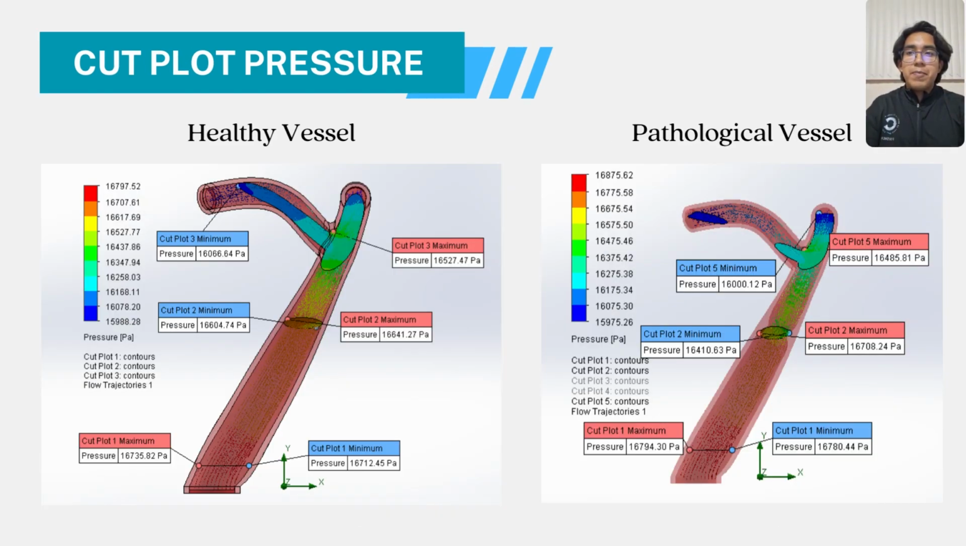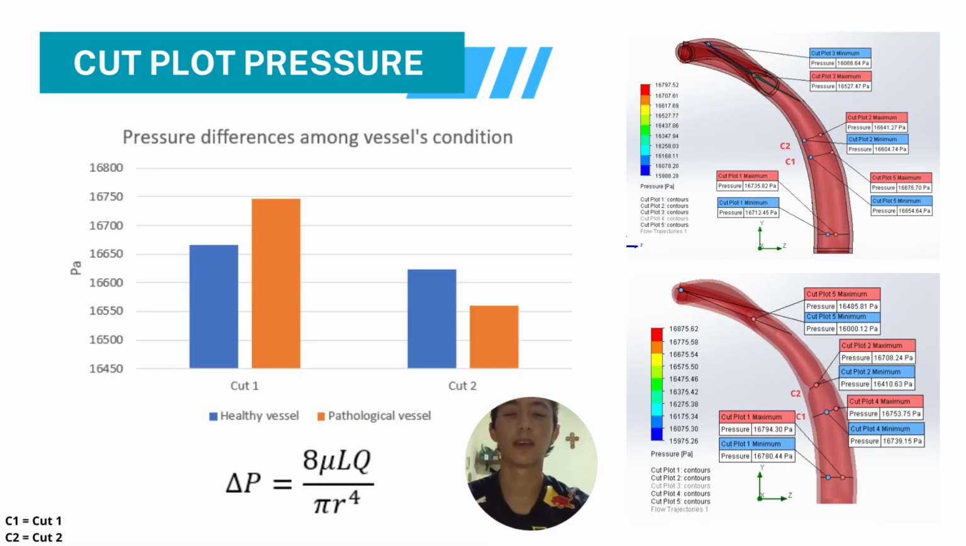Here we observe that the point with greatest pressure is the bifurcation, where the fluid travels to both branches. Translating the simulation into visual data, we can easily see a difference in pressures. Using the Hagen-Poiseuille equation as a reference, we can understand that a reduction in radius within a lumen, as happens in atherosclerosis, causes an increase in delta pressure.